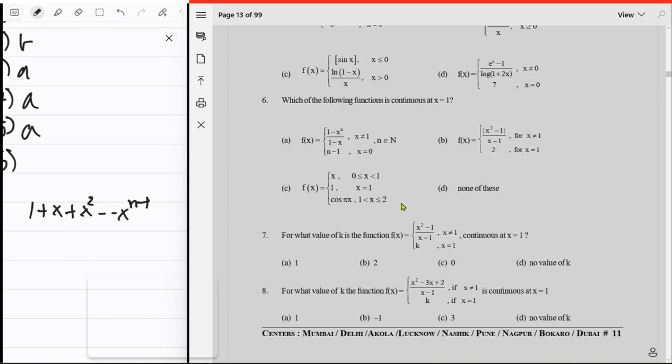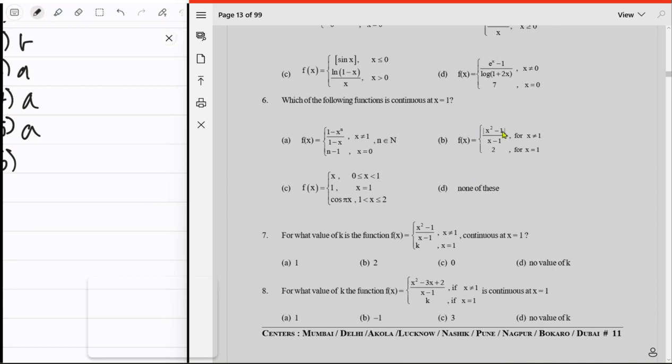Wait, that doesn't make any sense. We don't care about x equal to 0, we just care about x equal to 1, and they didn't give us anything. So it's just the whole discontinuity over there because they didn't define it for x equal to 1. So let's move on. Next question. Okay, so A is not continuous.